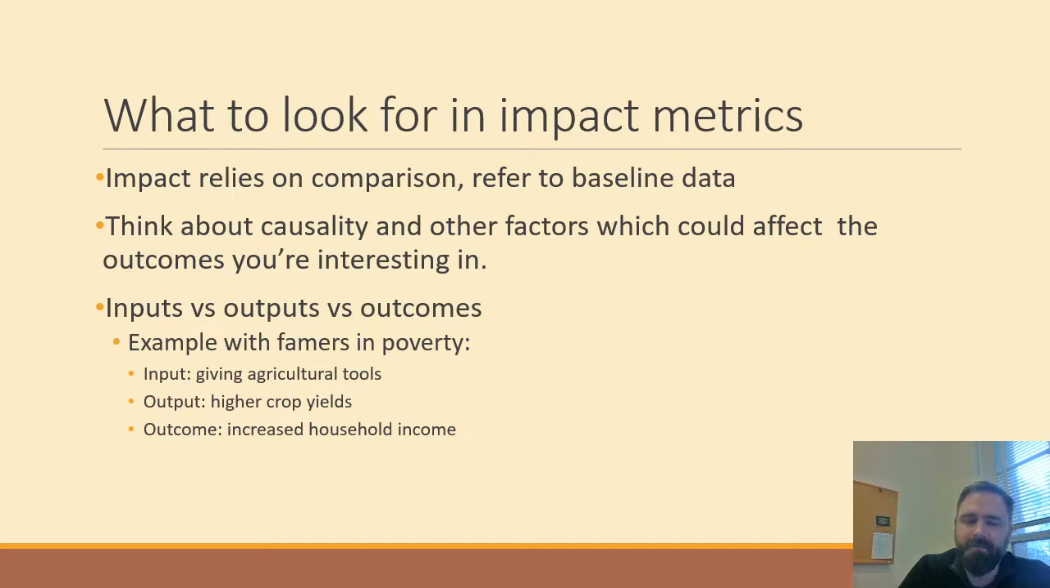And then again, as I'm going to pound the floor about this, think about inputs versus outcomes. Here's another example, farmers in poverty. So with the input, we can give them agricultural tools, we can give them knowledge about better approaches to farming. The output would be higher crop yields, and then the outcome hopefully is increased household income.